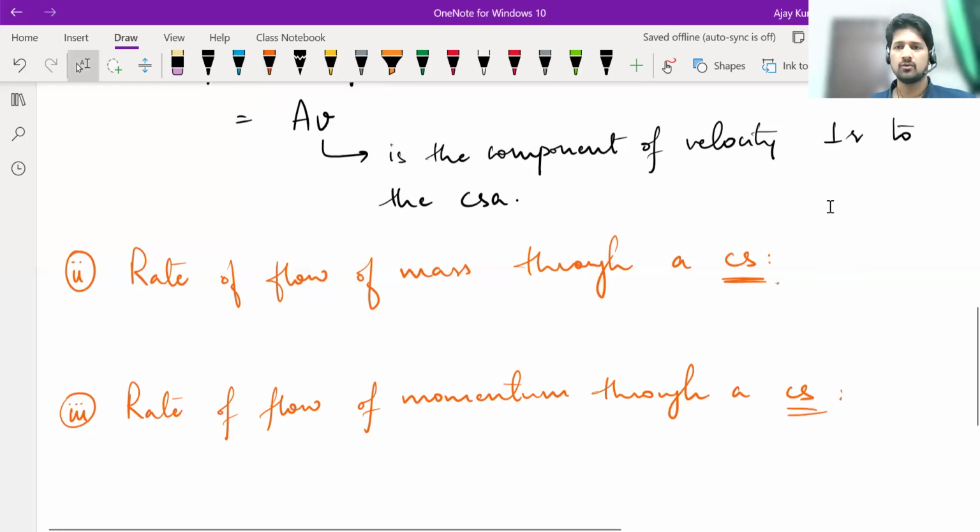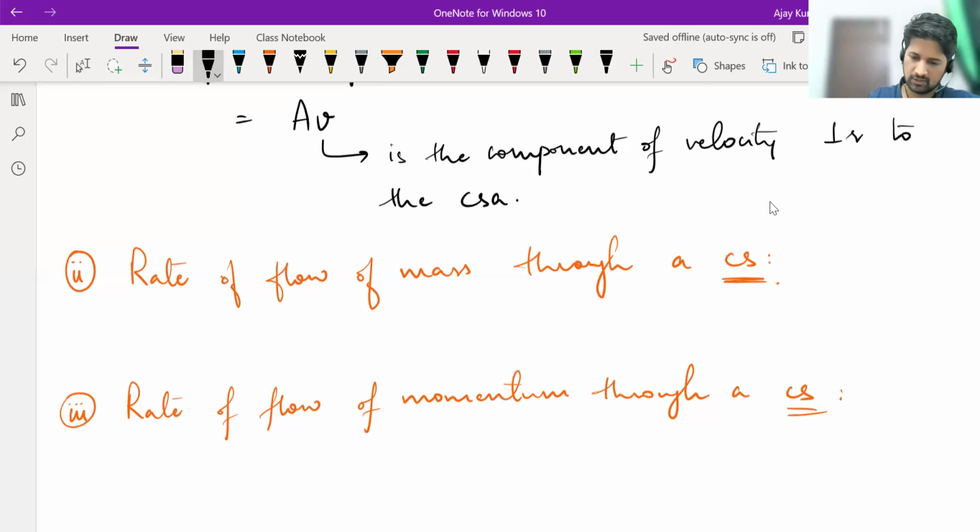Do this, both of you. I'll give you 2 minutes. Think carefully. And remember, it is given to you that the density of the fluid is rho. You can make use of that. In fact, you have to make use of that. I got one answer as rho AV, the other answer is rho AV square.